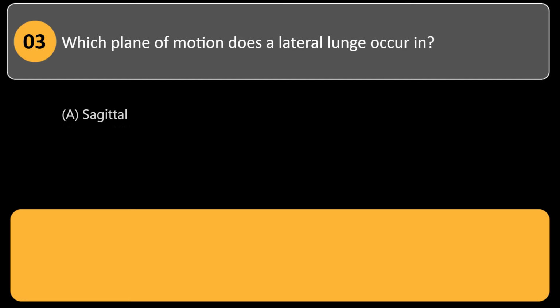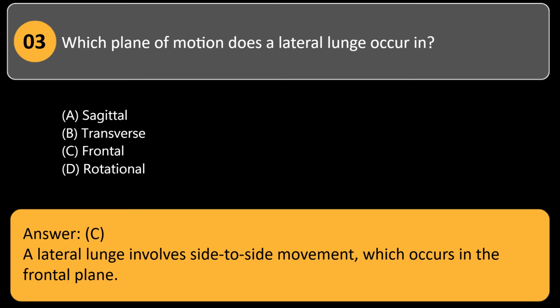Which plane of motion does a lateral lunge occur in? A. Sagittal. B. Transverse. C. Frontal. D. Rotational. Answer: C. A lateral lunge involves side-to-side movement, which occurs in the frontal plane.